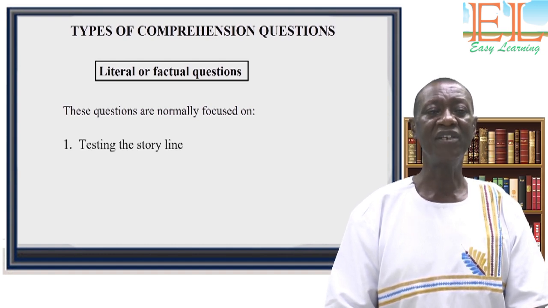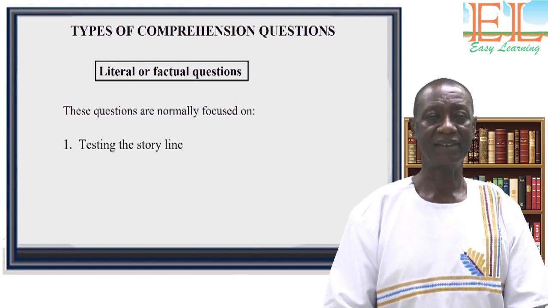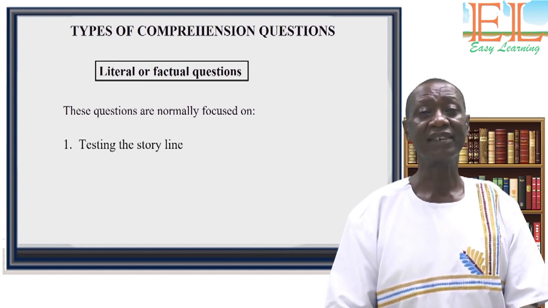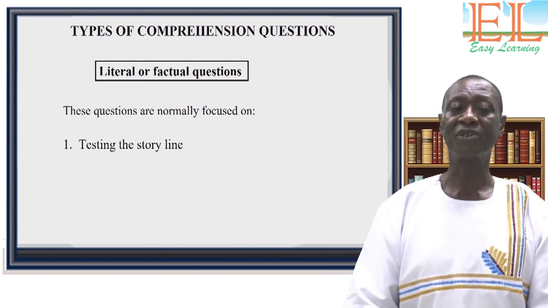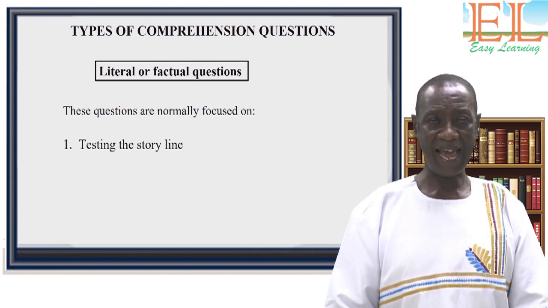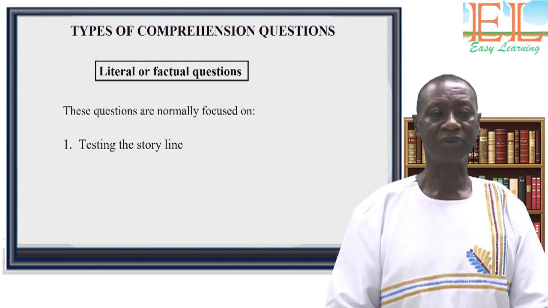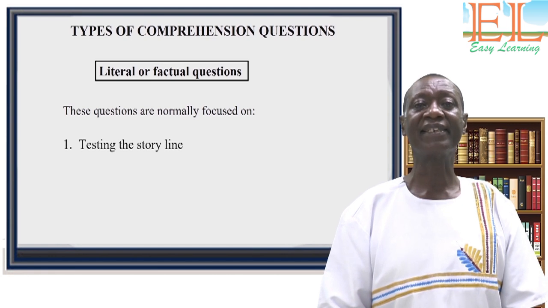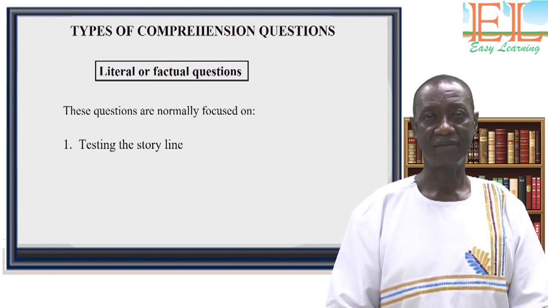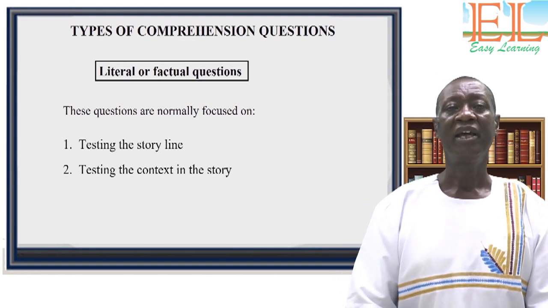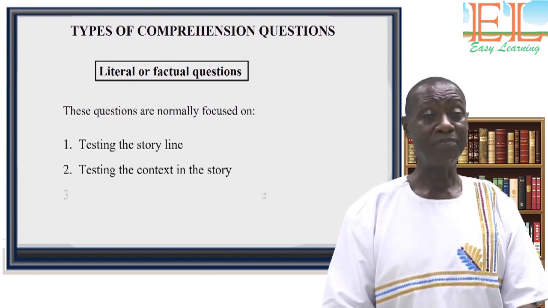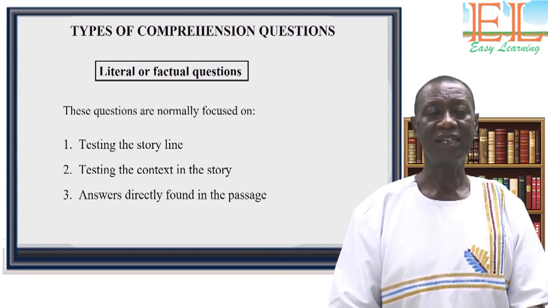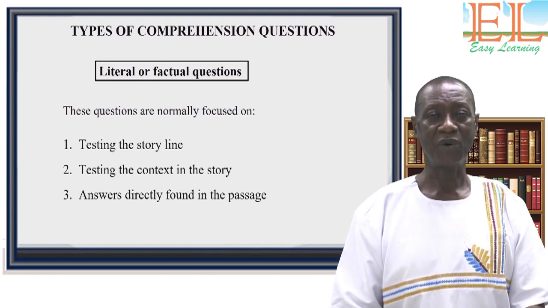First, we start with literal or factual questions. These questions are normally focused on testing the storyline. So what is the story about? Two, it may aim at testing the context in the story. Now, remember that the answers can be found directly from the passage. You don't need to go outside the passage to get the answers to this type of question.